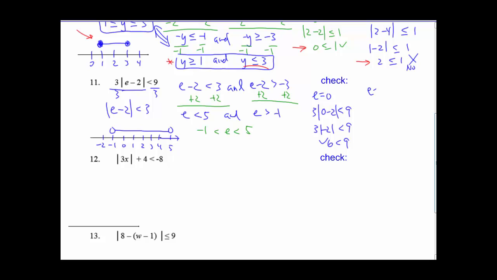Okay, one that's not, let's do negative 4. So if e equals negative 4, we're going to go 3 times negative 4 minus 2, absolute value. 3 times absolute value of negative 6, which is 9. 6 times 3 is 18. Is 18 less than 9? The answer is no.